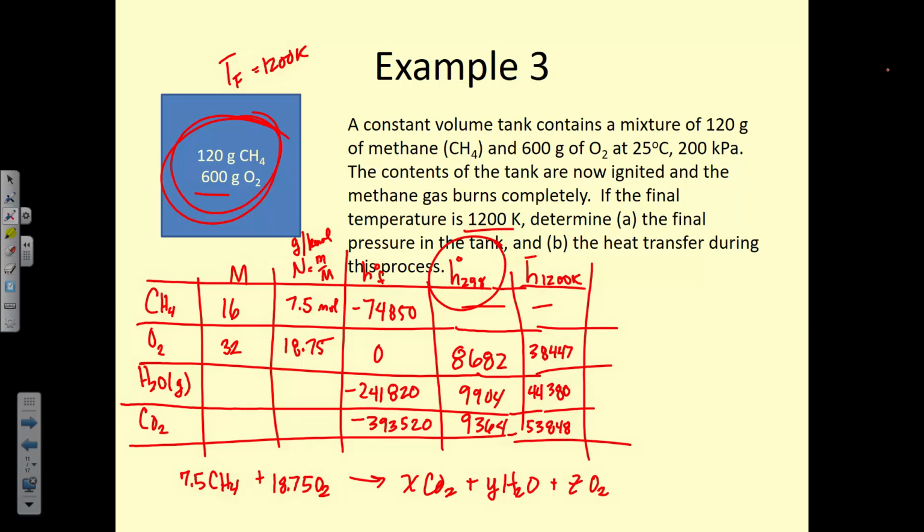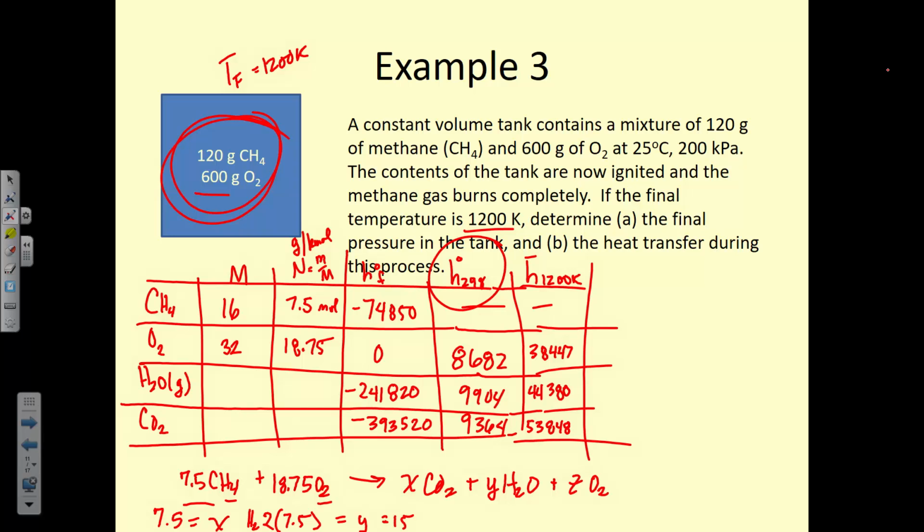Okay, so if we do the balance on this side of the equation, for carbon, we have 7.5 is equal to X. That one's pretty easy. Then we can look at hydrogen. So we have 2 times 7.5, because we're looking at our H2 on this side of the equation, and on the other side of the equation we have just a Y. So Y is equal to 15.